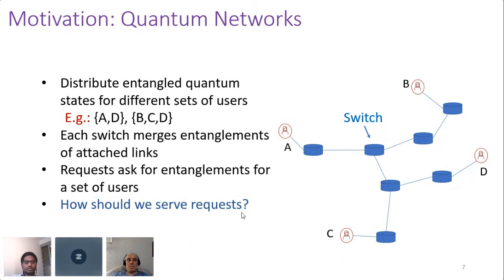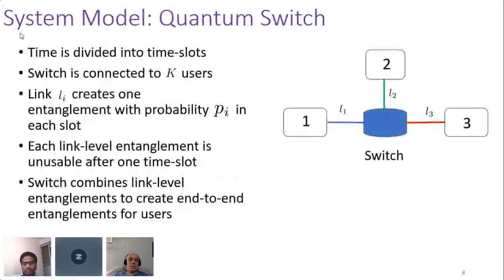In this paper, we looked at a single quantum switch, and this switch is connected to different users. For example, we assume that there are k users connected to the switch, and user i is connected to the switch using optical fiber link Li. So here user 1 is connected to the switch via link L1. And for our analysis, we assume that time is discrete. That is, time is divided into different time slots.